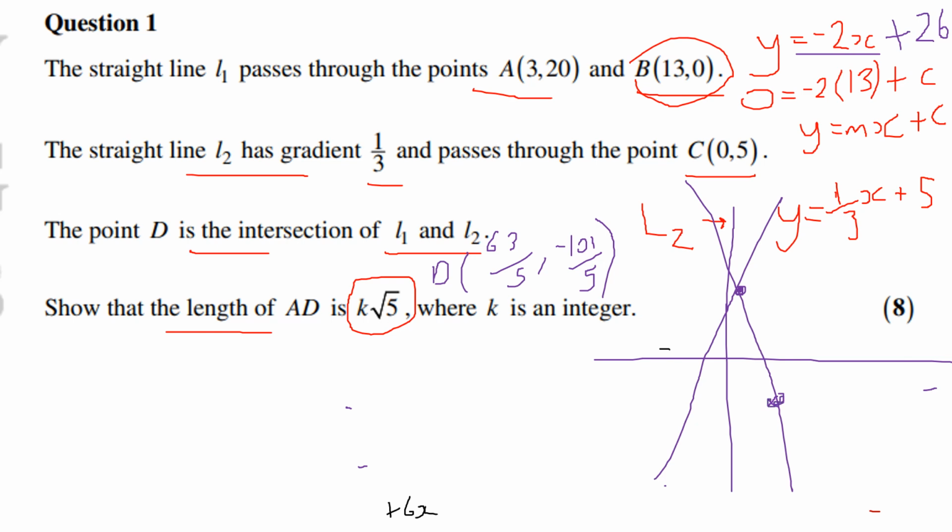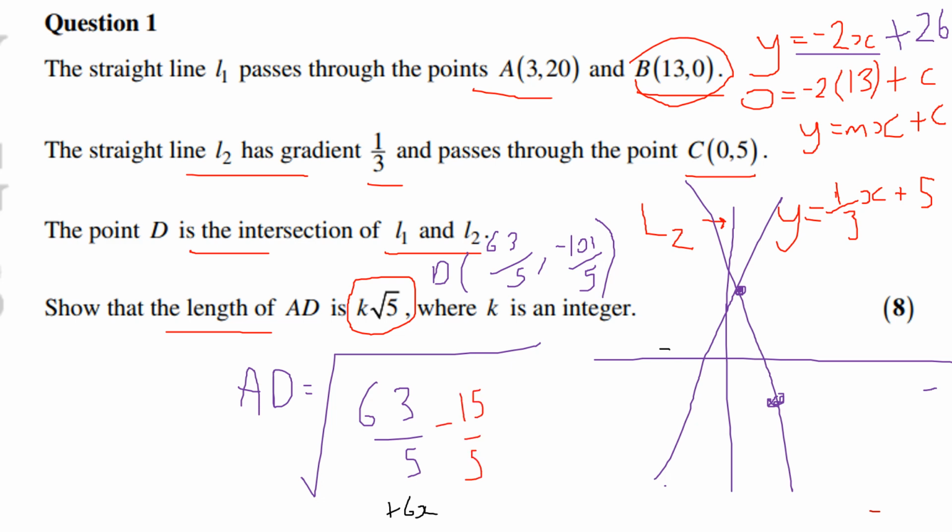So to work out the length of AD, I'm going to work out the difference in the length here. It's going to be the square root of the difference of them squared. So this subtract this, so 63 fifths subtract 3, so I write it as 15 fifths, all squared. That's x minus x1 squared plus y minus y1 squared, square rooted.